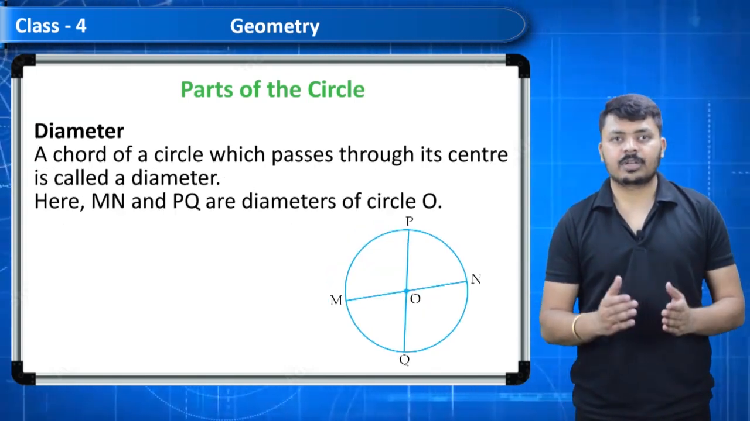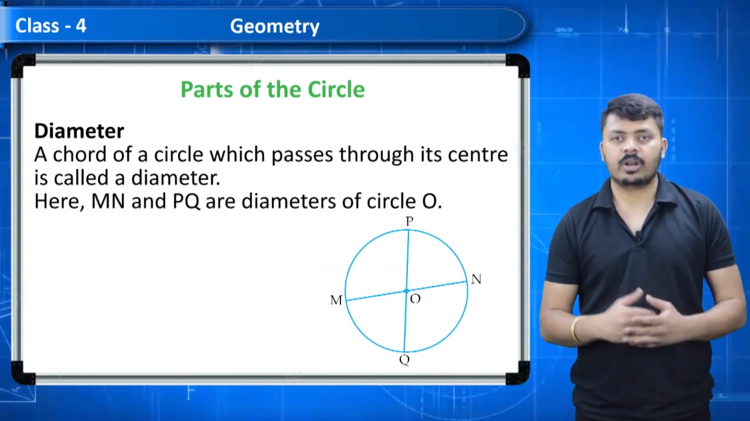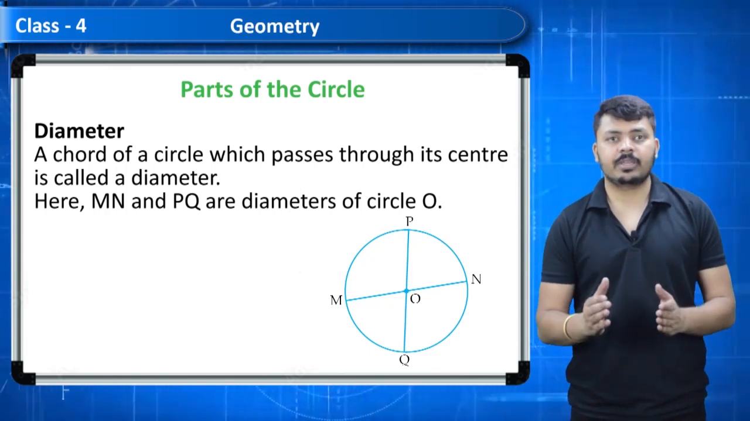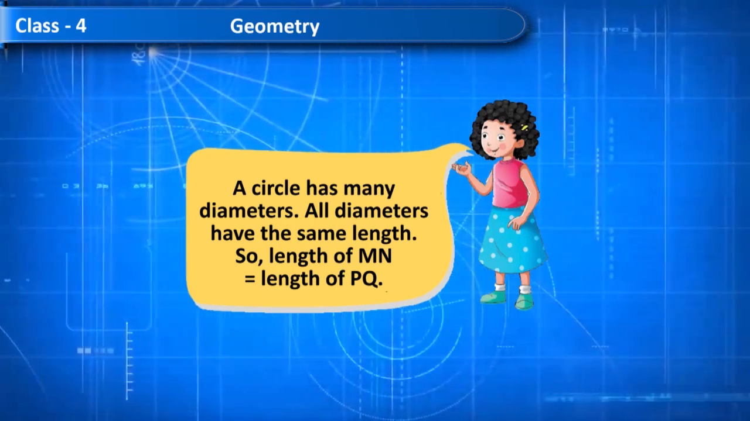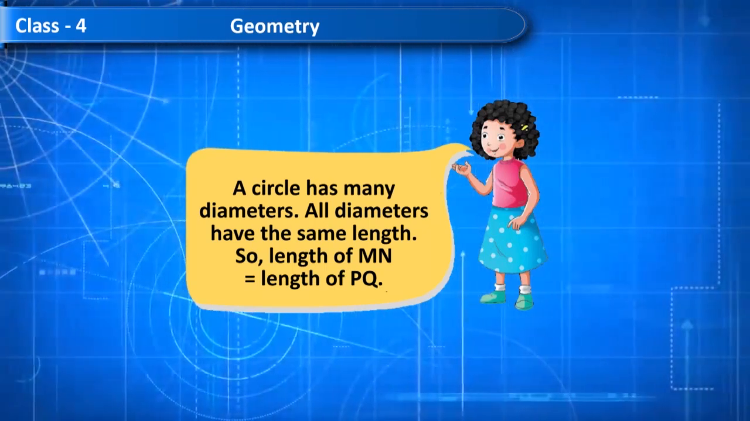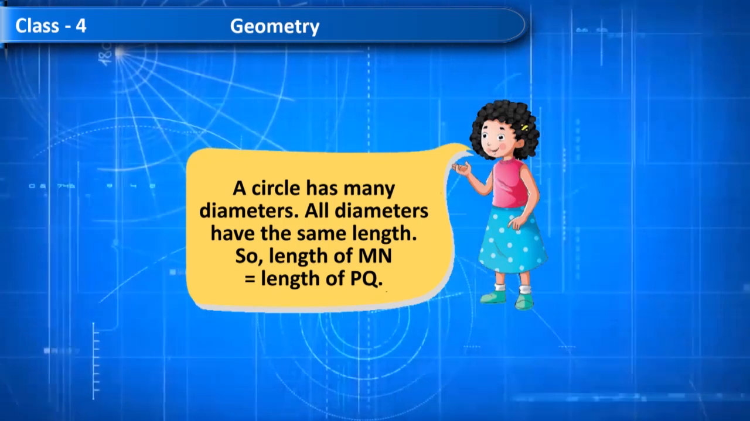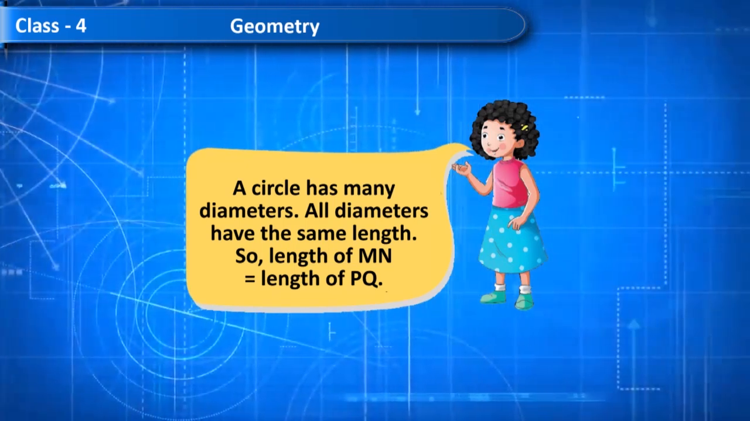Diameter. A chord of a circle which passes through its center is called a diameter. Here, MN and PQ are diameters of the circle O. A circle has many diameters. All diameters have the same length, so the length of MN is equal to the length of PQ.